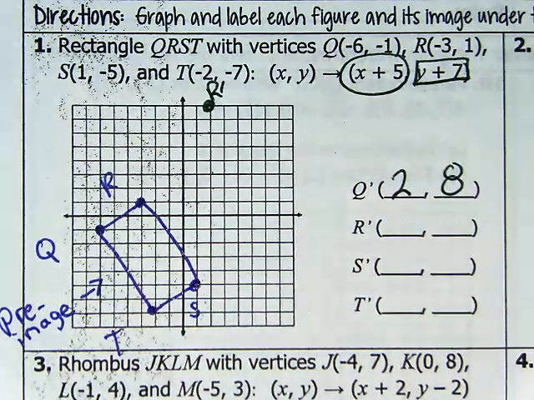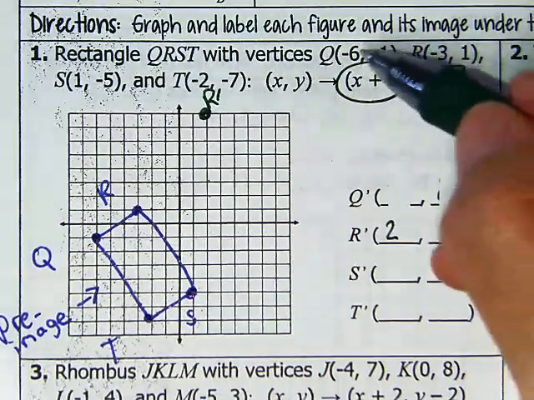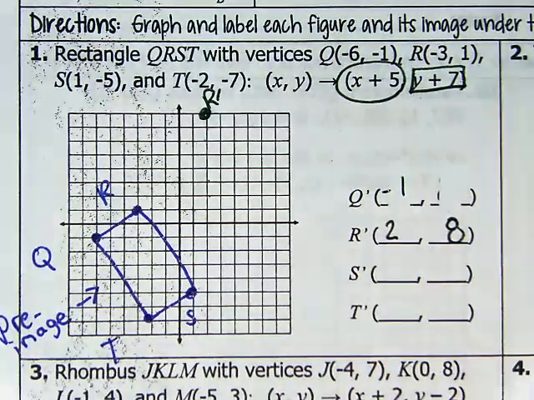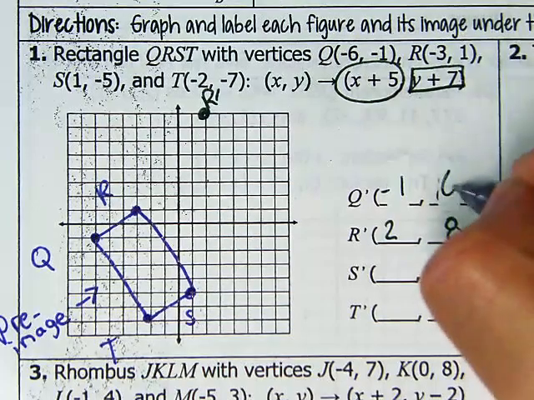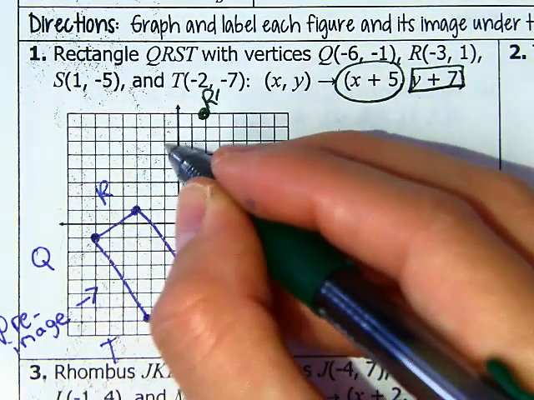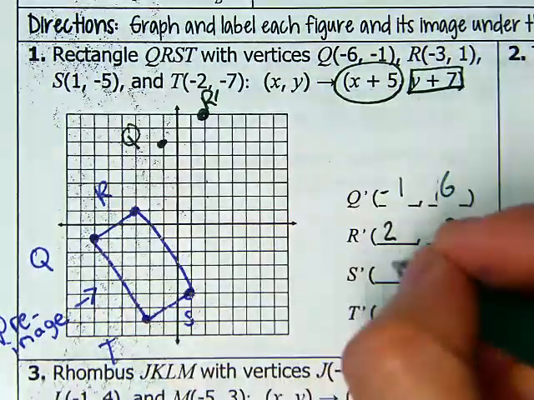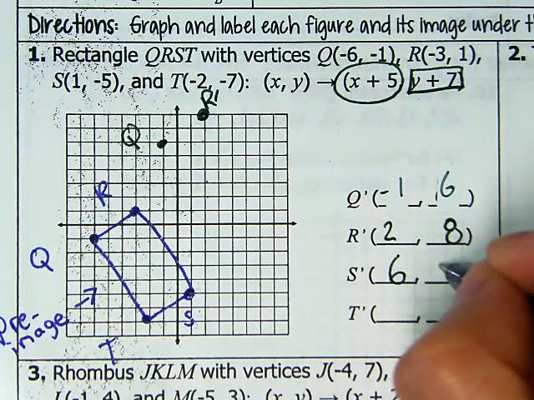Ooh, this should be in the r coordinate. And -1 plus 7 is 6. So we can just graph -1, 6, and get q. Either way works. I prefer just to add and find it that way.